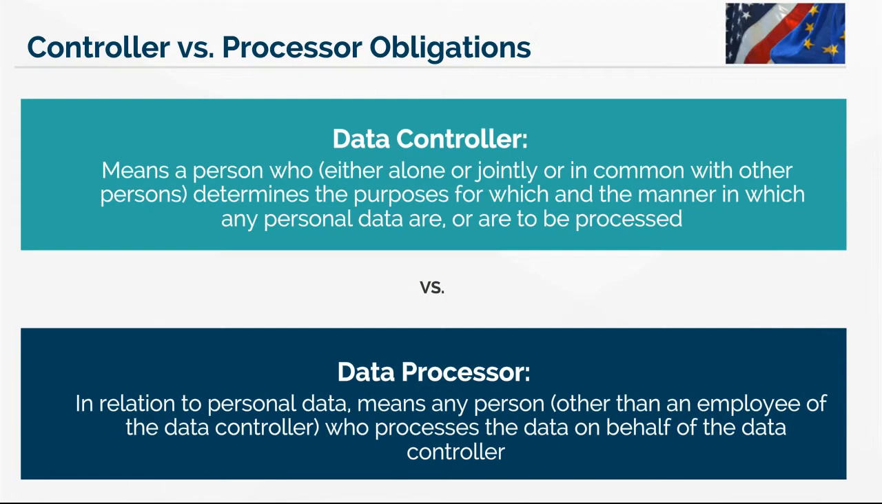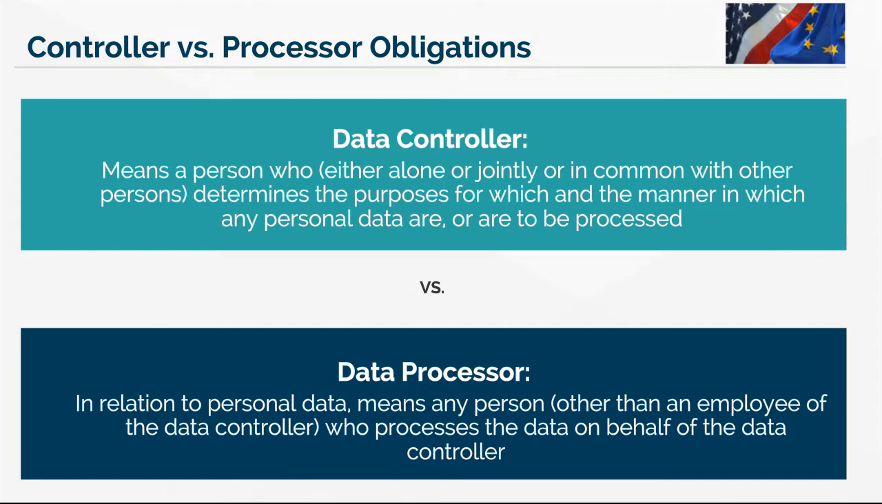One of the biggest things in terms of the GDPR is which side of the data fence you sit on, right? Whether you are a data controller or a data processor. Under the GDPR, a data controller is essentially a person who determines the purposes for which and the manner in which any personal data are to be processed.